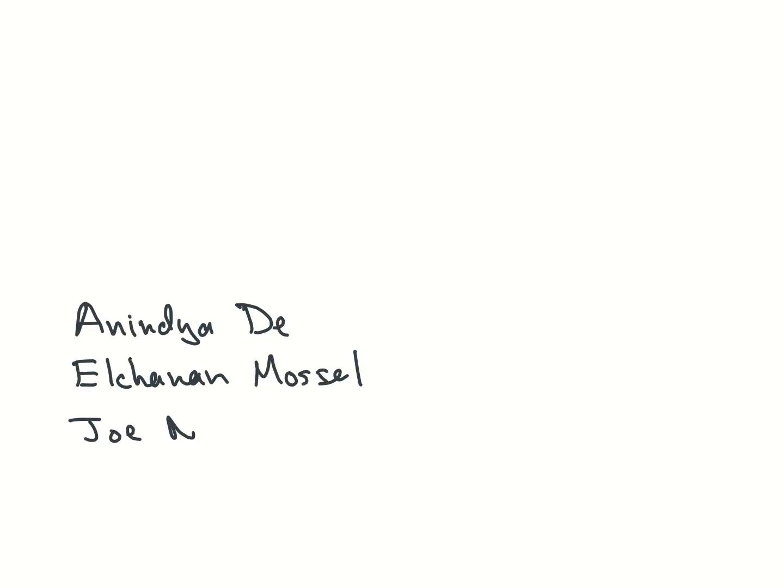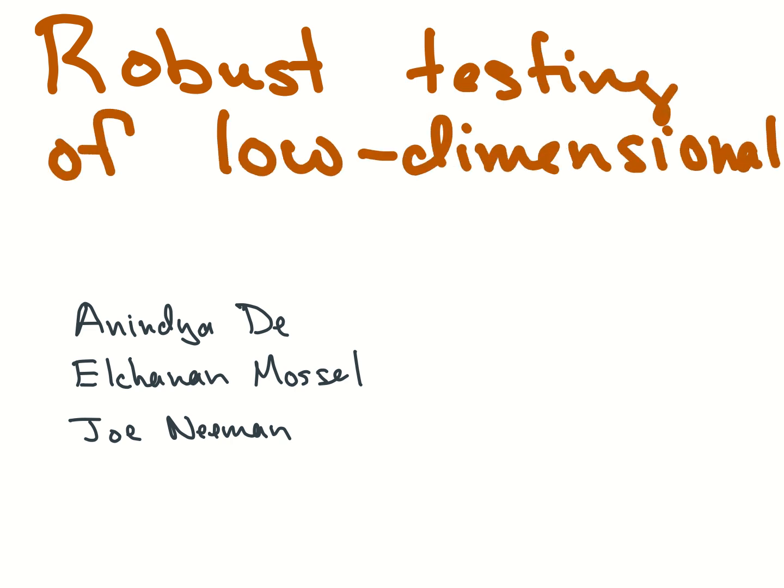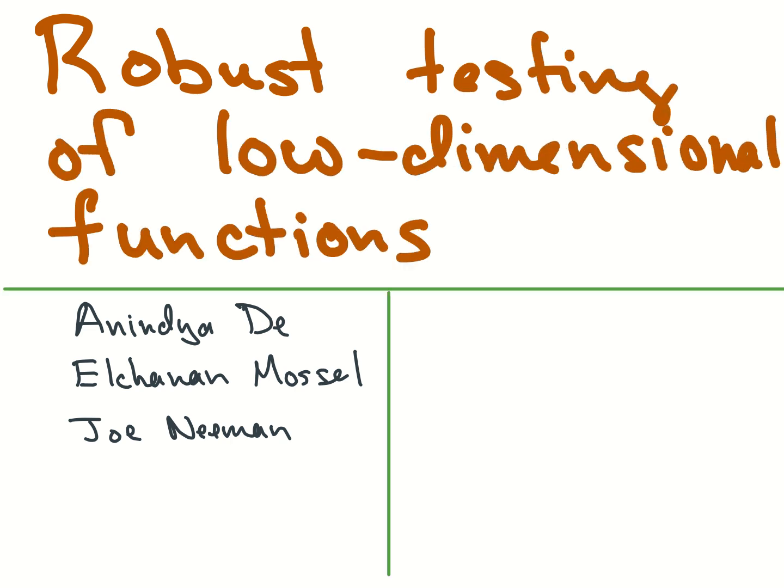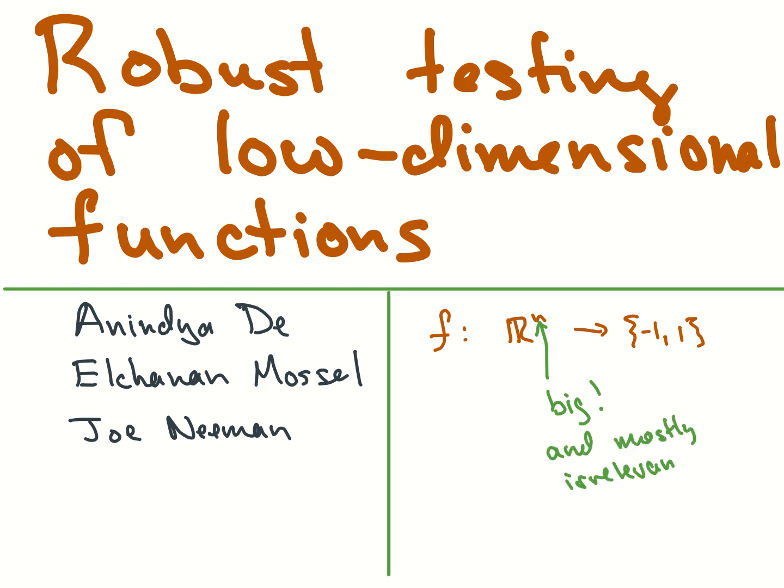This talk is about a joint work by Anindya De, Elchanan Mossel, and myself, Joe Neeman, called Robust Testing of Low-Dimensional Functions. Suppose you have a Boolean function f defined on a very high-dimensional space, but you suspect that most of the dimensions are irrelevant. To what extent can you check that this is really the case?